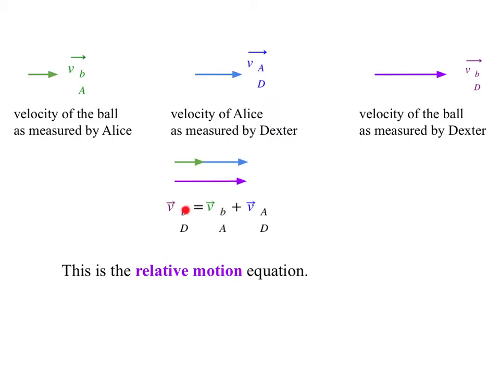All right, that VBD is VBA plus VAD. This is called the relative motion equation. Also, there's a thing that goes on here that's worth at least noting: Alice is in the bottom subscript for one thing and she's in the top subscript for the other, and it's almost as if they contract or go away and we just get B and D here.